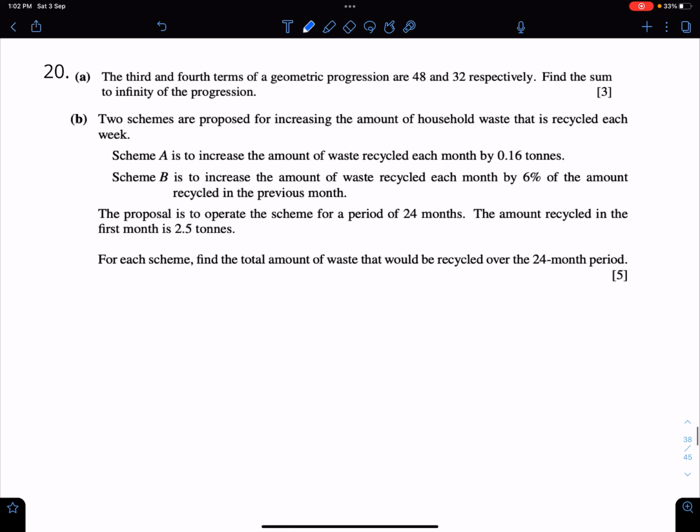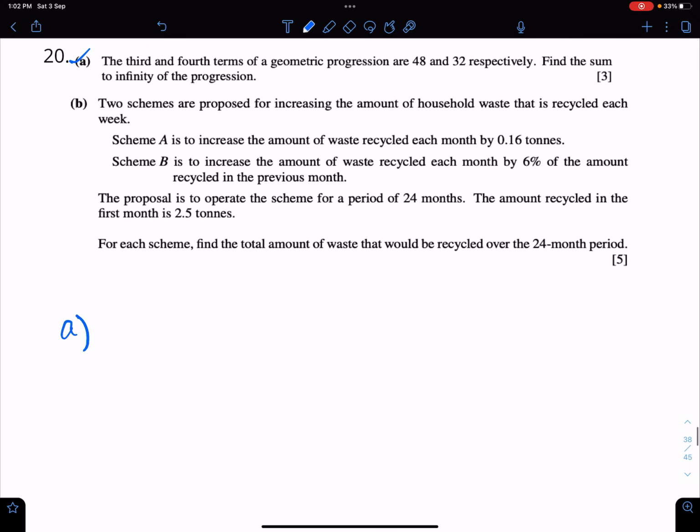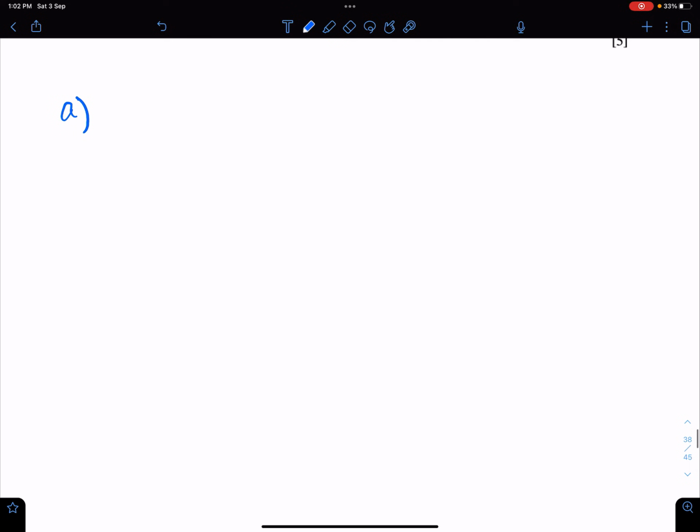Question number 20. The third and fourth terms of a GP are given. Find the sum to infinity. The first part is simple, so I'm leaving the first part. Part B.